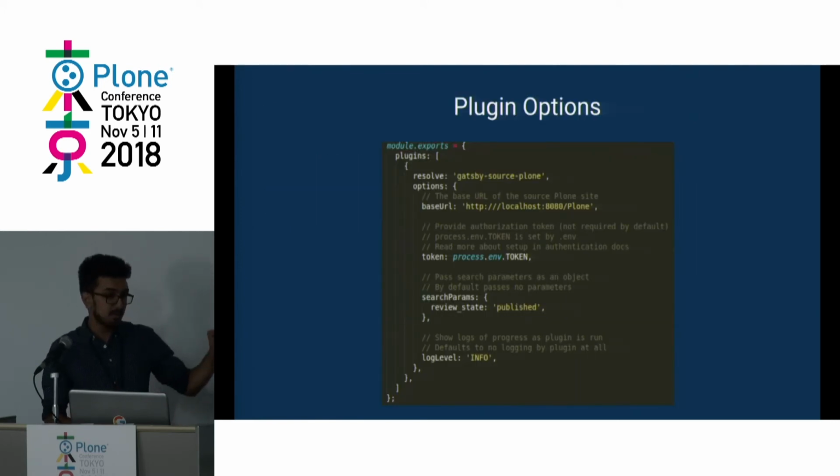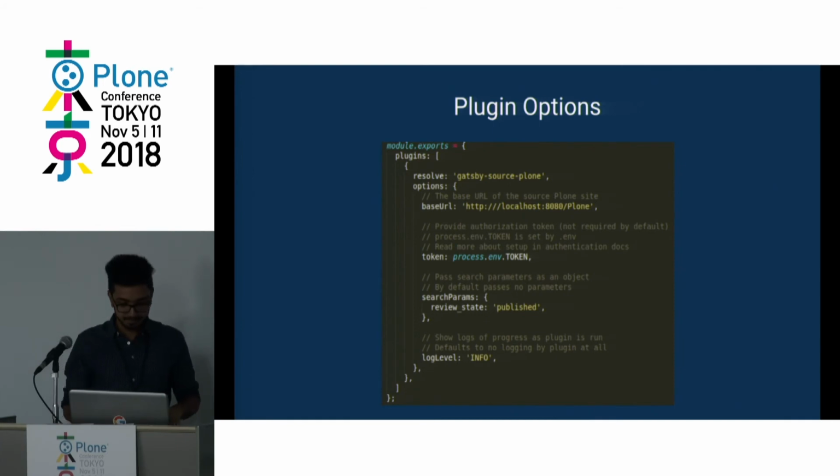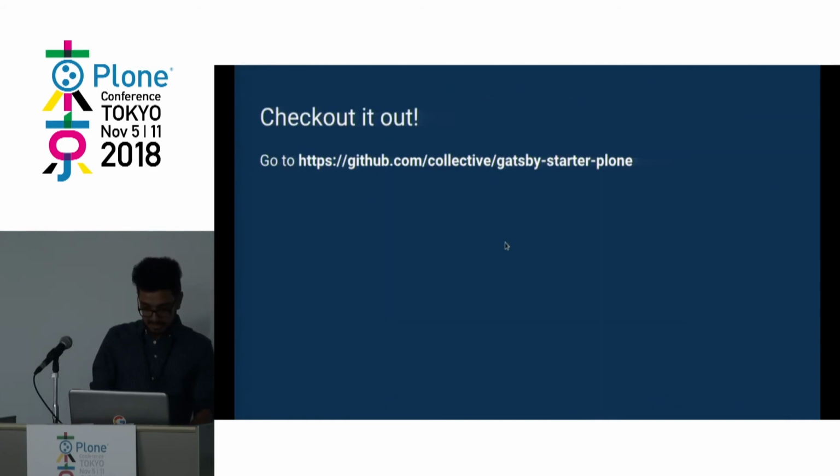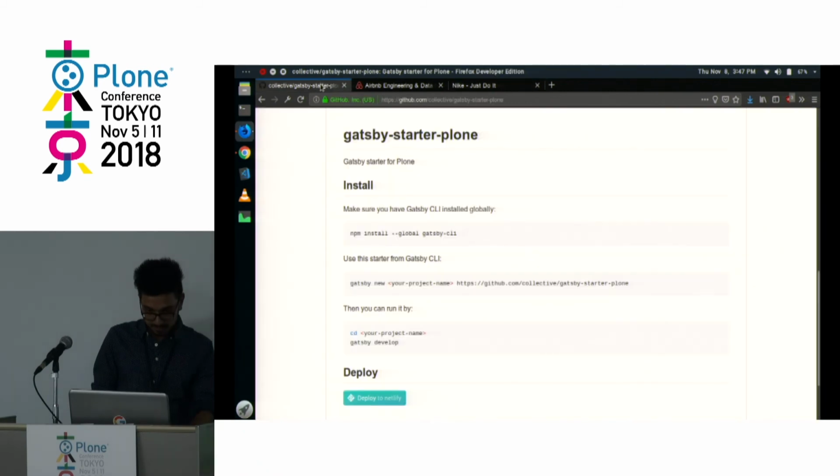And these are a couple of options. Modifying options for the Gatsby plugin is as simple as modifying these values. Like a base URL, if you just change it to something else, it picks data from that site instead. The token is for authentication, which you can directly pass in. With search parameters, suppose you want only certain kinds of content objects, say only the published documents, you can ask for that specifically there. You can have multiple queries as per what Plone REST API permits. You even have a logging level with additional features. And you could check it out at this link here.